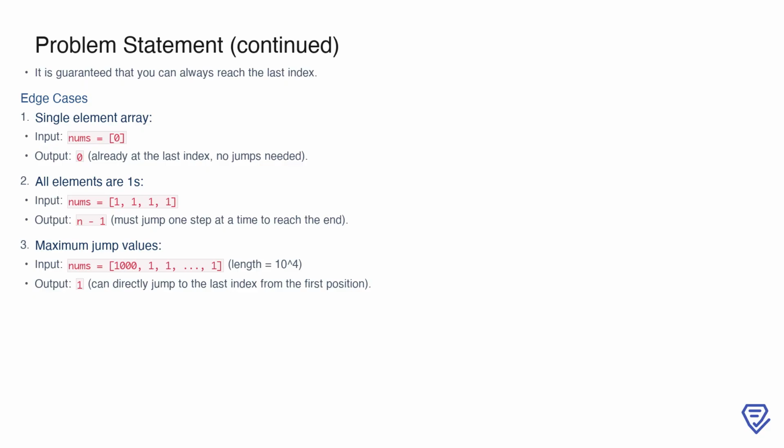If all the elements are 1s, such as nums equals 1, 1, 1, 1, the output is n minus 1, as you must make 1 jump at a time to reach the end. On the other hand, if the first element has the maximum jump value, like in nums equals 1000, 1, 1, 1, with a length of 10,000, the output is 1 because you can directly jump to the last index from the first position. These scenarios highlight the need to carefully evaluate the array structure to determine the minimum jumps efficiently.